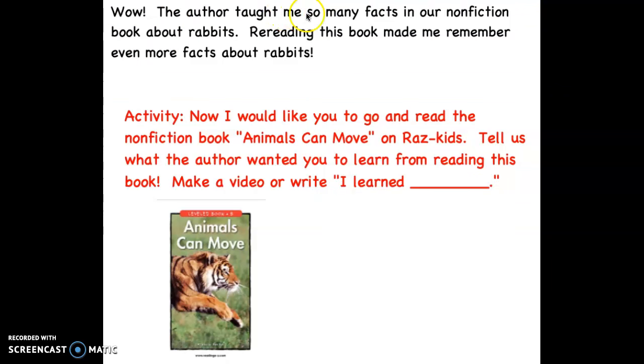Wow, the author taught me so many facts in our nonfiction book about rabbits. Rereading this book made me remember even more facts about rabbits.